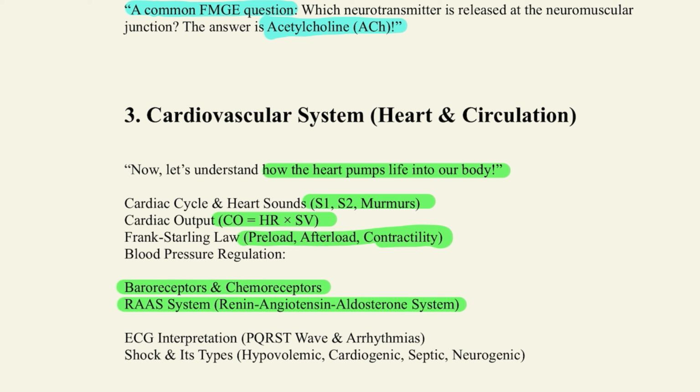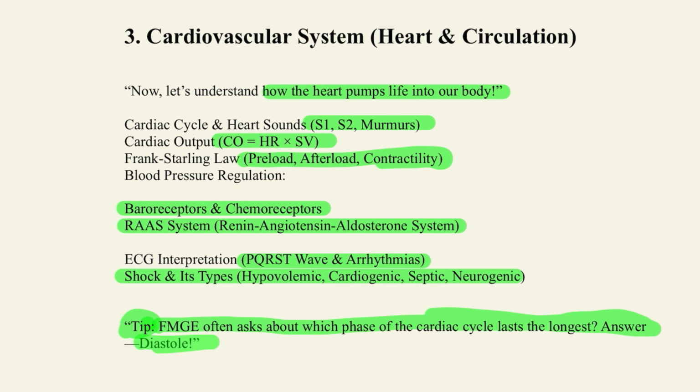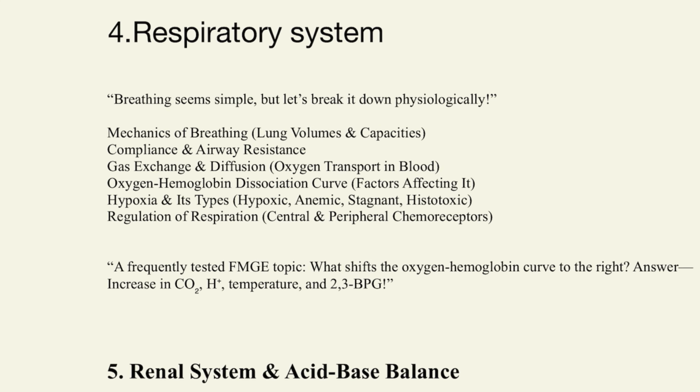After that, RAS system, that is renin, angiotensin, aldosterone system. After that, ECG interpretation like PQRST wave and arrhythmias, shock and its types like hypovolemic, cardiogenic, septic, and neurogenic. So, a simple tip: FMGE often asks which phase of the cardiac cycle lasts the longest. So, answer is diastole.